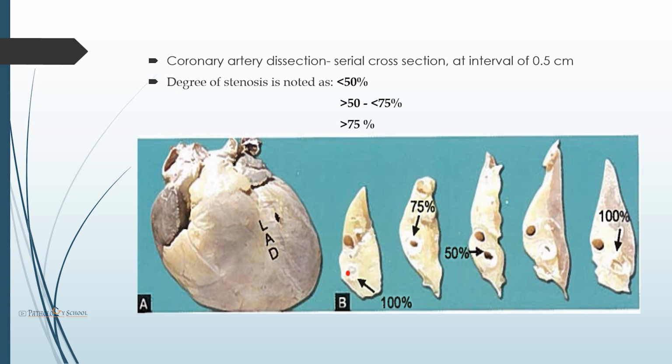Coronary artery dissection. We do coronary artery dissection by serial cross sections at intervals of 0.5 cm. The degree of stenosis is to be noted during coronary artery dissection. It may be less than 50%, more than 50% to 75%, and more than 75%.